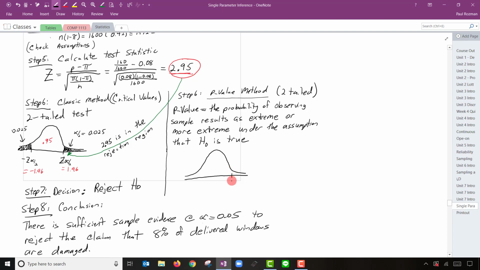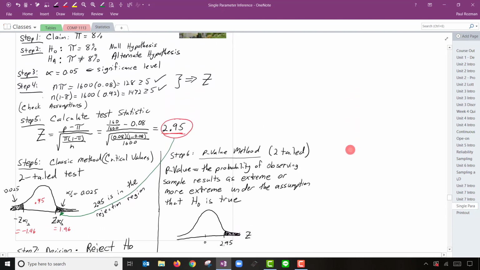So 2.95 would land here on our z distribution. Remember, 0 is in the middle. So that's what this is: the probability of observing results as extreme or more extreme. Well, here's our value. What would be more extreme than that? Well, that would be going to the right, this small area to the right.